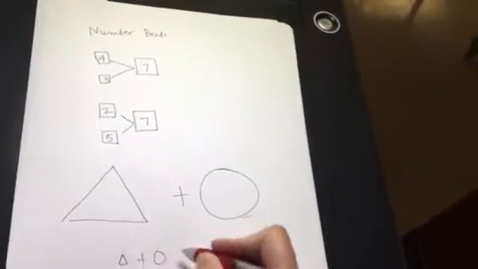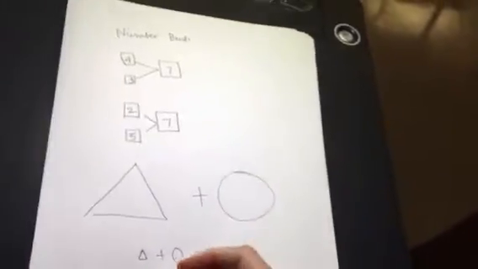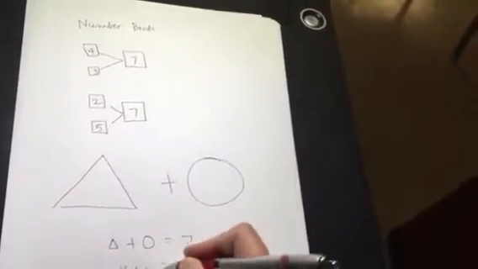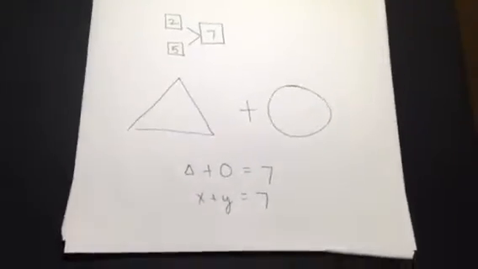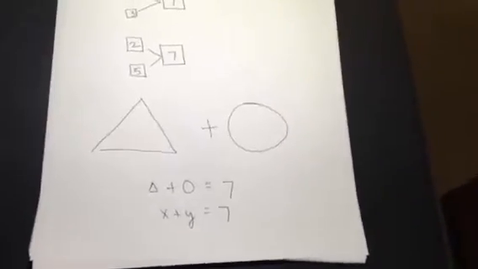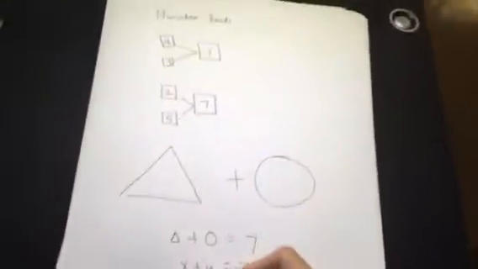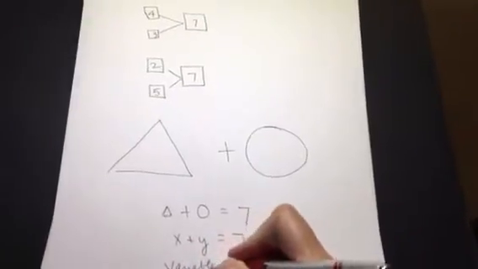So we had something like this: triangle plus circle equals 7. Or x plus y equals 7. And I would argue those are a lot alike, kind of the same sort of concept. So we didn't call it number bonds. We called it what? Variables. Variables that do what? Vary. That was a use of variables that vary.